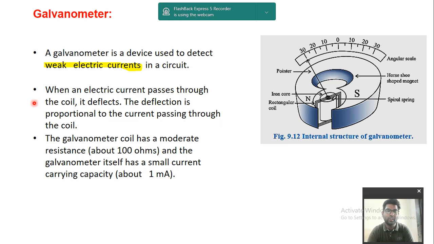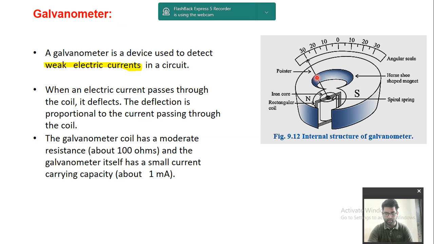So let us see again, when an electrical current passes through the coil, it deflects, and the deflection is proportional to the current passing through the coil. So the higher the deflection, the higher the amount of current passing through the coil, but a maximum deflection of 30 can occur.